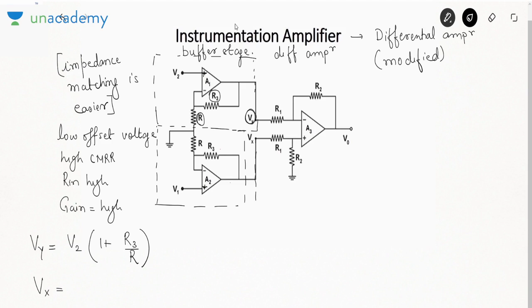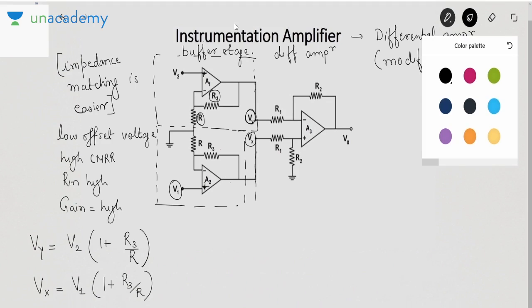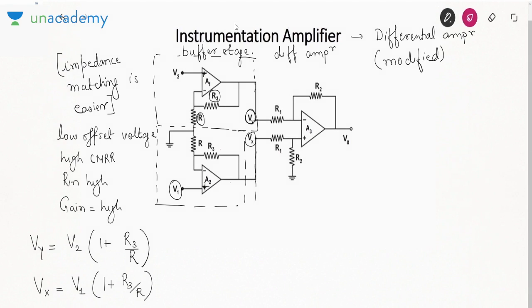Similarly, by non-inverting amplifier, what should be Vx? The input is V1. This is also a non-inverting amplifier, so V1 times 1 plus R3 by R. That is why I was telling you the formula for the inverting and non-inverting amplifier is very important. It helps us in solving multiple problems. Now if I find out the voltage of the positive terminal, I have to apply potential division. So V positive is Vx into R2 over R1 plus R2.